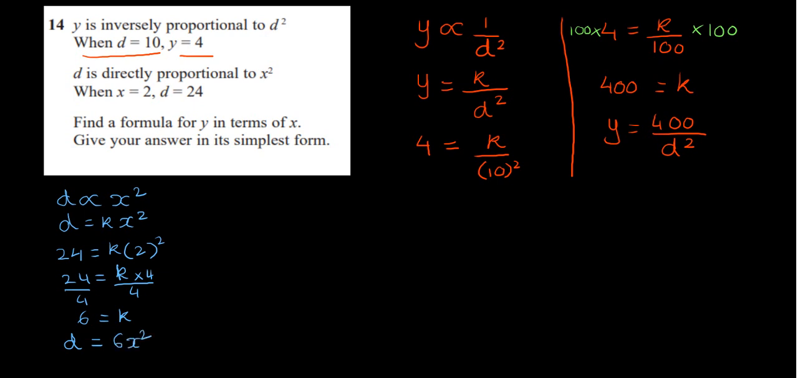Find a formula for y in terms of x. So the last bit I'm going to do in a different color. I'm going to split this. So I know y is equal to 400 divided by d squared, but I know that d is 6x squared, so y is equal to 400 divided by 6x squared, the whole thing squared.